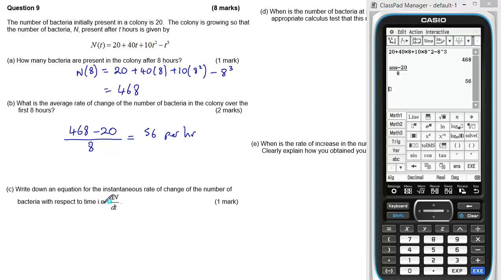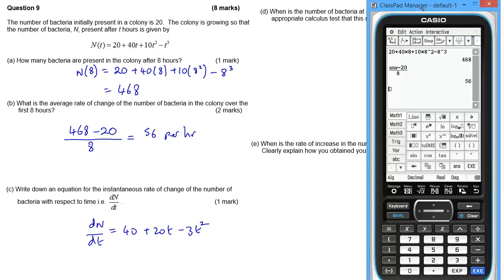Write down an equation for the instantaneous rate of change of the number of bacteria with respect to time. So we want dn/dt. So the 20 disappears, and then we get 40 plus 20t, take away 3t squared.